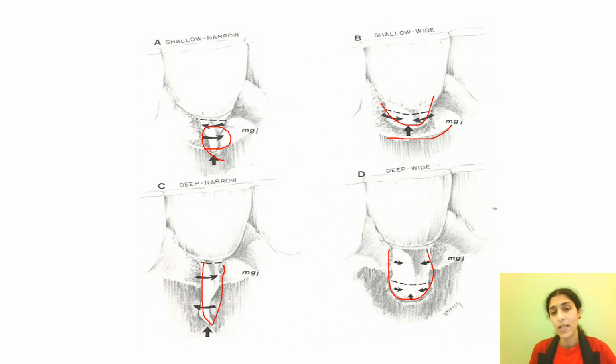Wide means it is wider, but it is still within the mucogingival junction. It does not extend beyond the mucogingival junction. Deep recessions are those that extend beyond the mucogingival junction, as you can see in these pictures. However, deep narrow is narrow here, and deep wide extends beyond the mucogingival junction and is also wider.